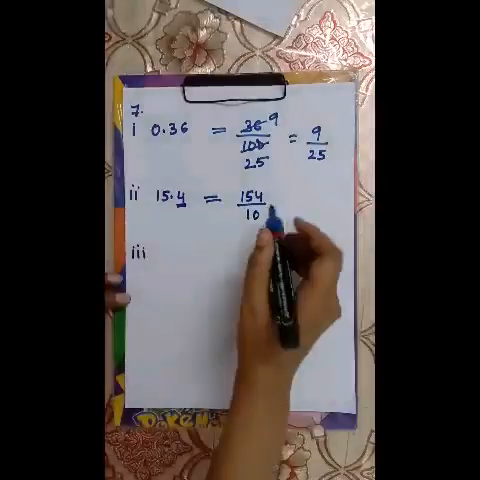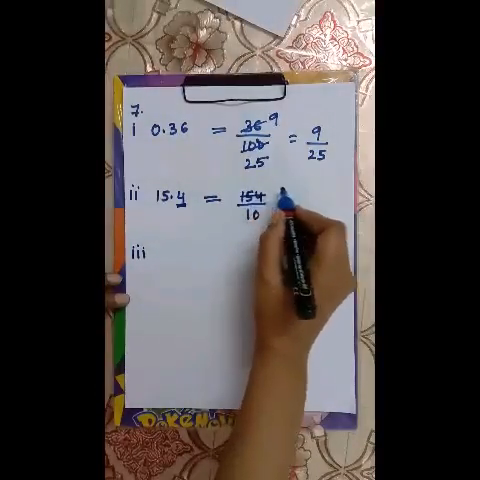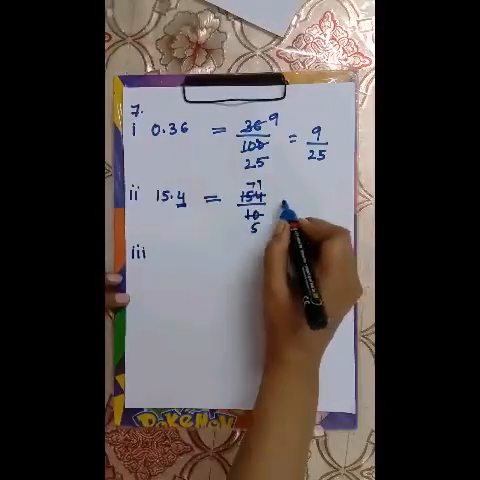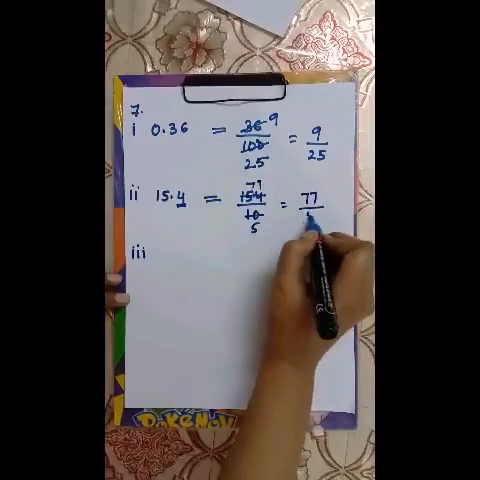The third question, okay fine, I will do it. 2 7s are 14. 1 carry, 2 7s are 14. 2 5s are 10. So that is 77 by 5.